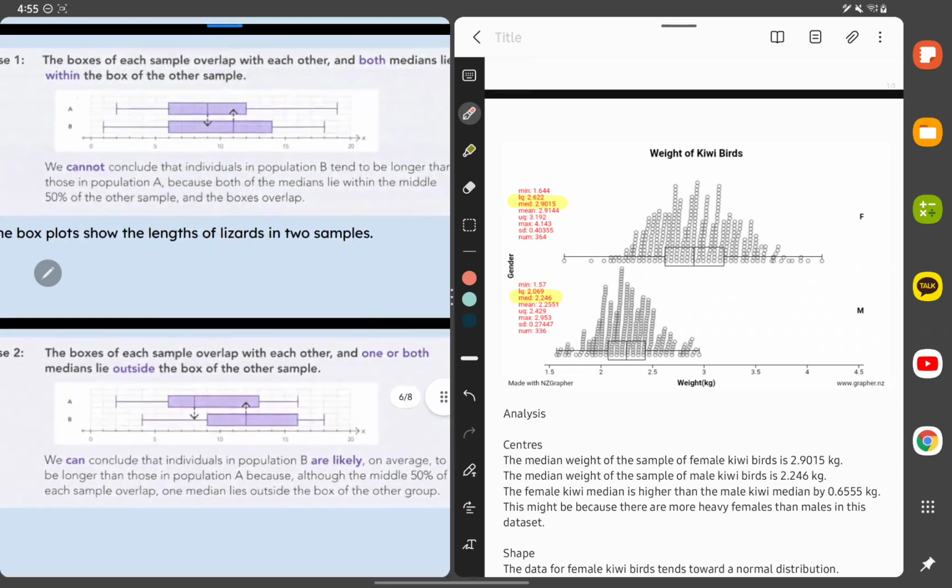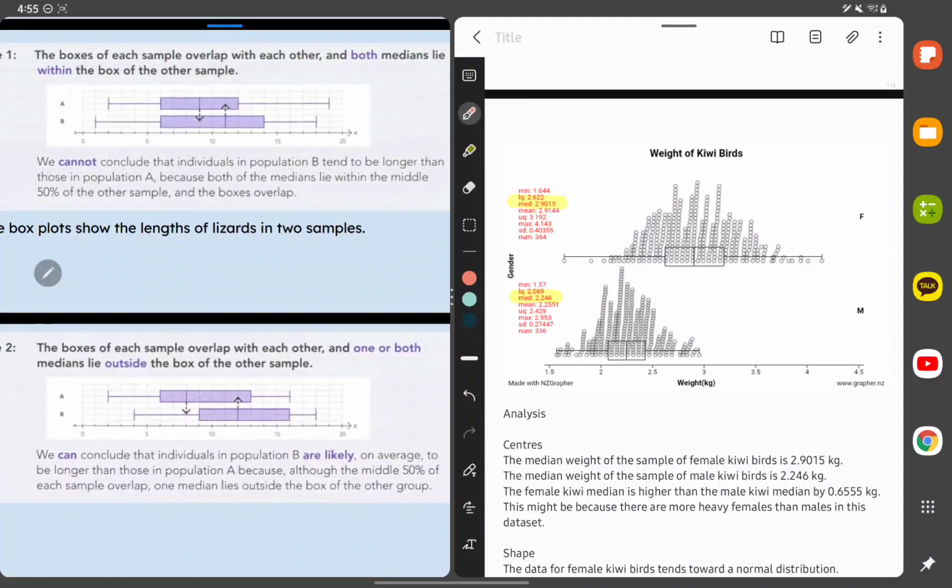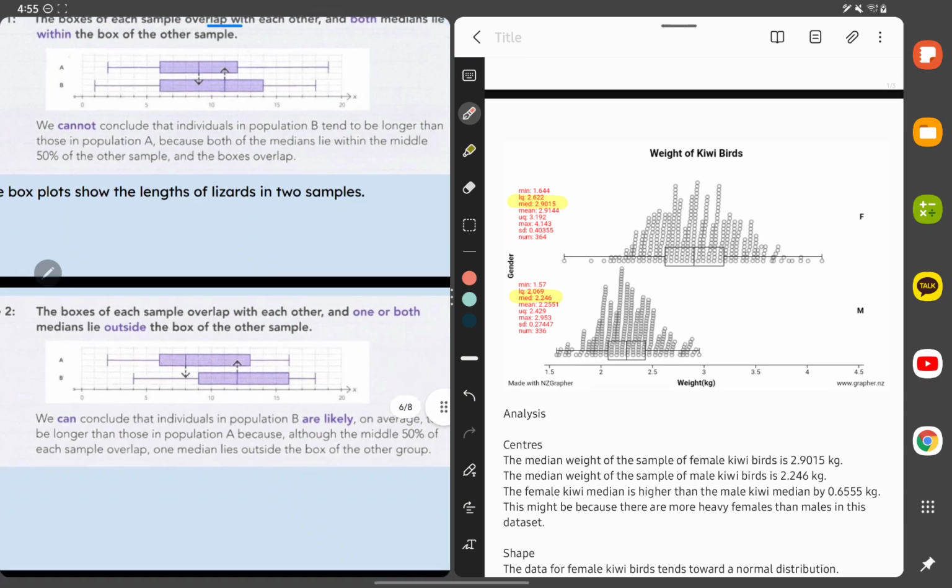In this situation, this is what we write. We cannot conclude, right? Now, we don't say individuals in population B. We say we cannot conclude that female kiwi birds tend to be heavier than male kiwi birds. So instead of population B and A, we write things like that, right? We put in the words regarding our investigation, our data. And we say because both of the medians lie within the middle 50% of the other sample, and the boxes overlap as well. That's a side thing, but we're not too concerned about that right now.